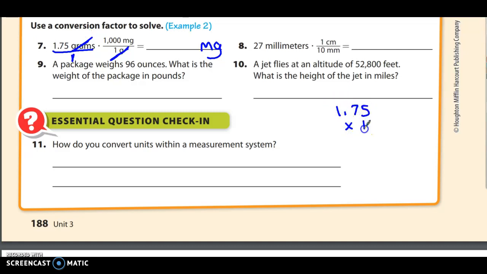1.75 times 1,000. These zeros get annexed. 1 times 5 is 5, 1 times 7 is 7, 1 times 1 is 1. And then I count my decimals. 1, 2, 1, 2. The answer is 1,750.